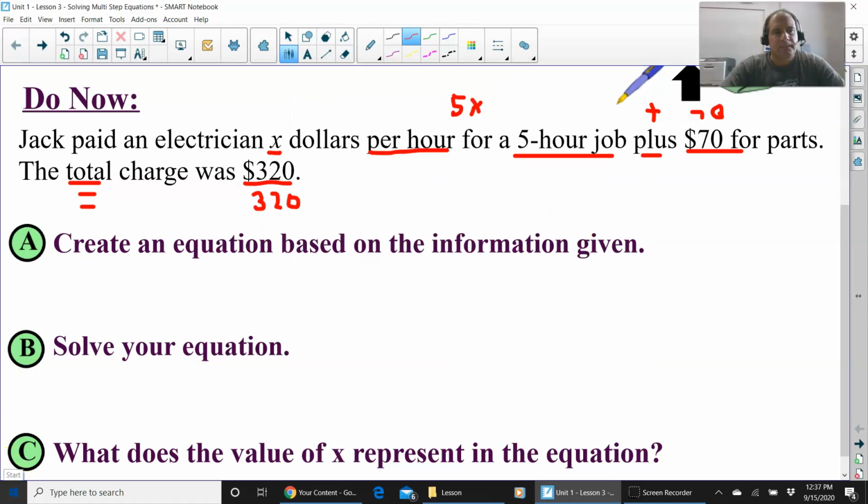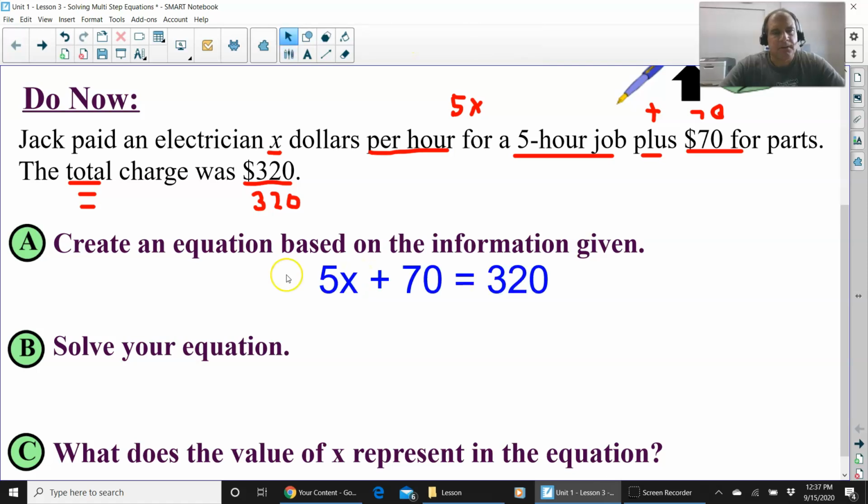So here we go. We're going to create that equation, and there it is. It's 5x plus 70 equals 320. Now what I want you to do is solve that. That's a two-step equation. Hopefully you can try it, solve it, press pause now.